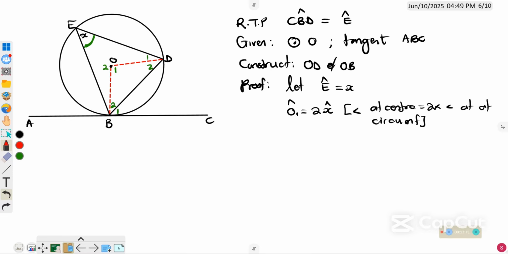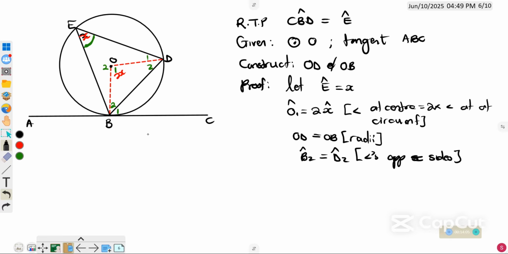So now we have this one. Since this is x, that's 2x. But then if you look at this, you will see that the line OD is equal to OB, and this is none other than a radius. Which then means that the angle B2 is equal to the angle D2, because these are angles opposite equal sides. And then from here, we can work with what we have.